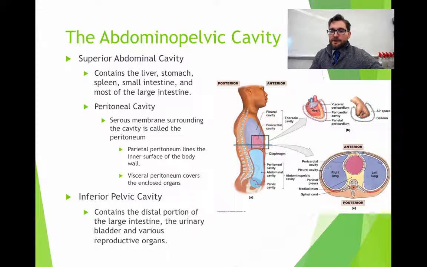In the inferior pelvic cavity, we have the distal portion of the large intestine, the urinary bladder, and the various reproductive organs. It's important to note here that when we're talking about various reproductive organs, there are going to be more housed in the female sex than there are in the male sex. In the male sex, the reproductive organs, the testes, are going to be external of the body along with the penis.